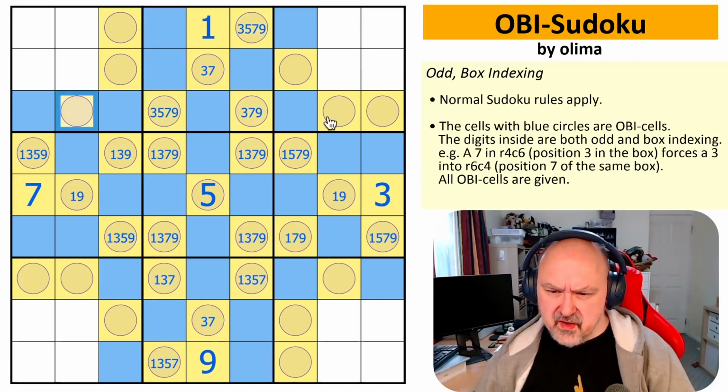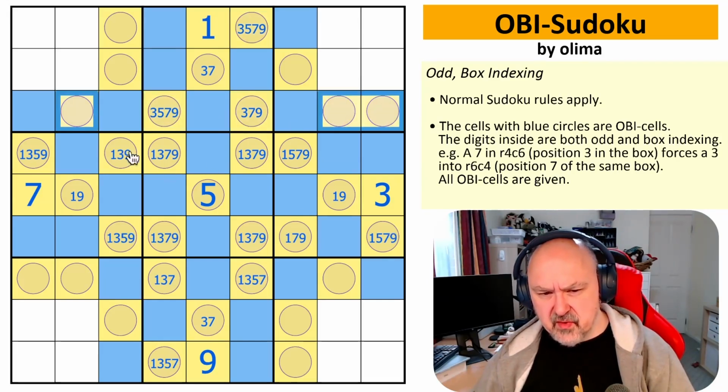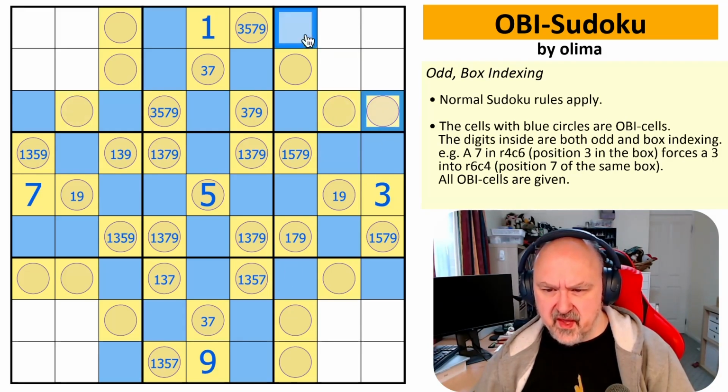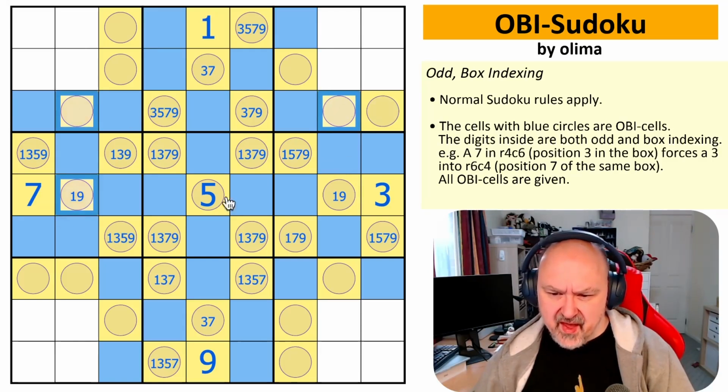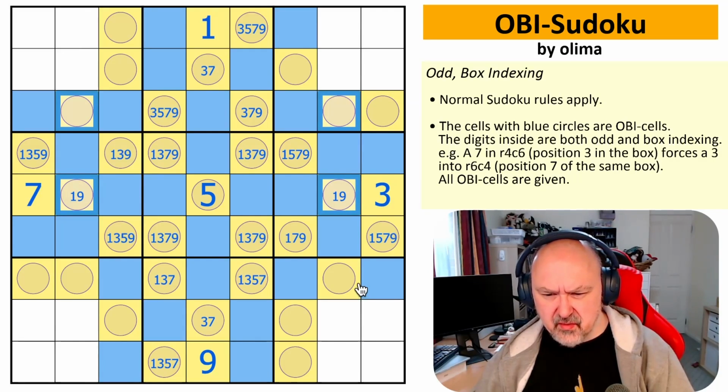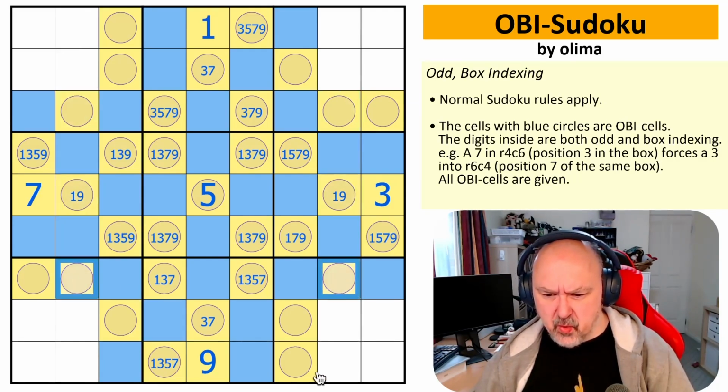Now there is a 1 in one of those. Now if I put a 1 here, that becomes an 8. That's fine. If I put a 1 here, that becomes an 8. So there's a 1 in one of those two, because if I put a 1 there, that becomes a 9, and it can't be. So that has given me an X-wing in 1s. So these can't be 1. These are 3, 5, 7, or 9.